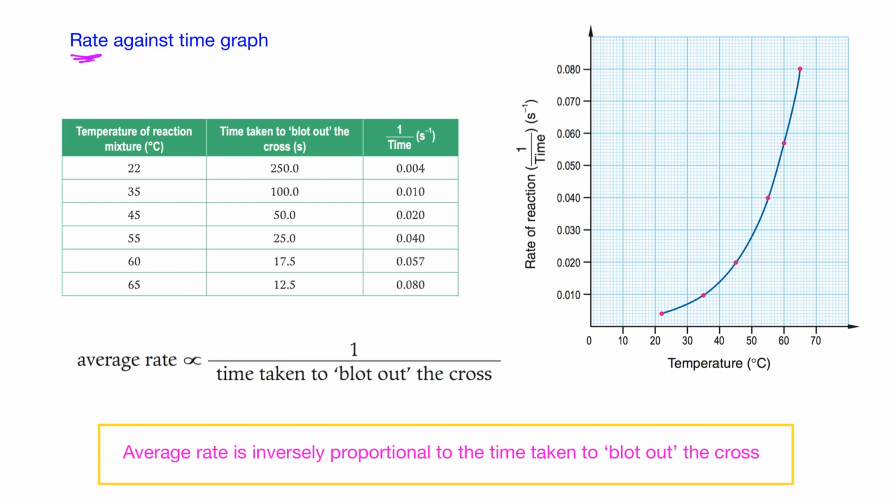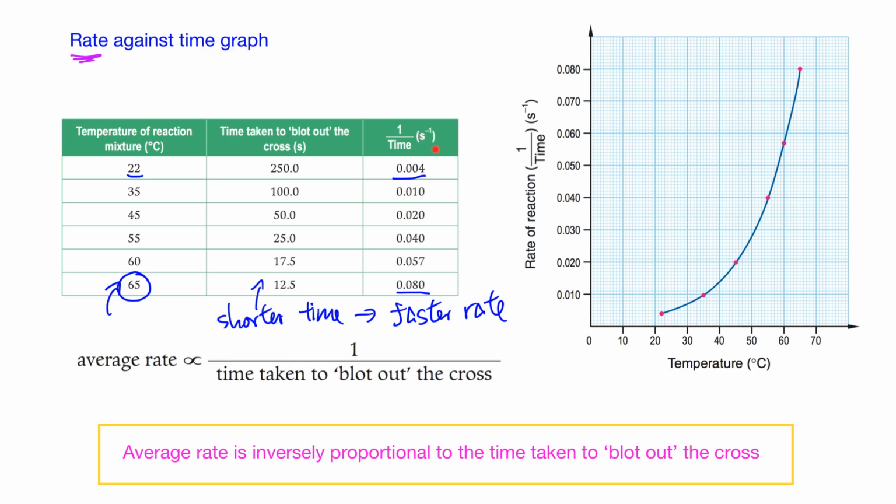So we can repeat the experiment at different temperatures. If we do it at 22, 35, 45 like this, at different temperatures, we can see the time taken for the cross to be blocked out. We can see that at a higher temperature, you need a shorter time to block out the cross. Shorter time means faster rate. So basically, we'll see that if the temperature is higher, the rate is higher. If the temperature is lower, the rate is lower.